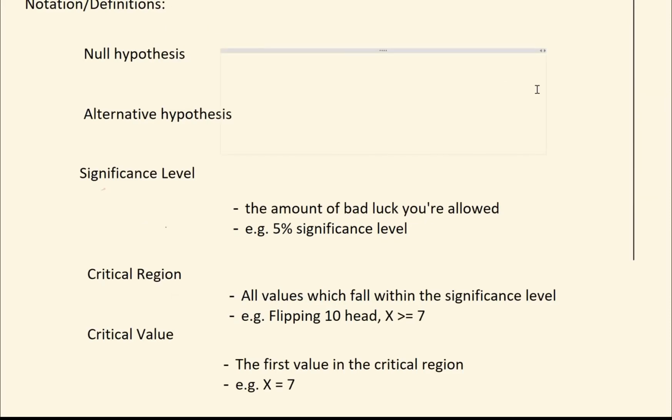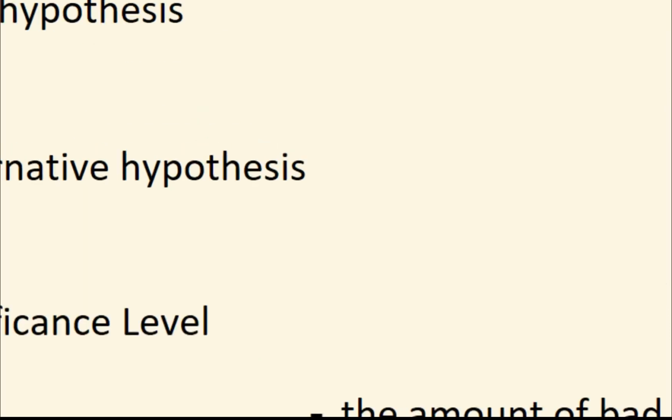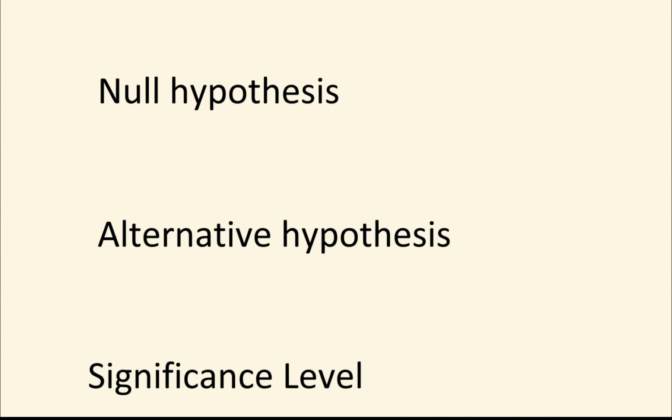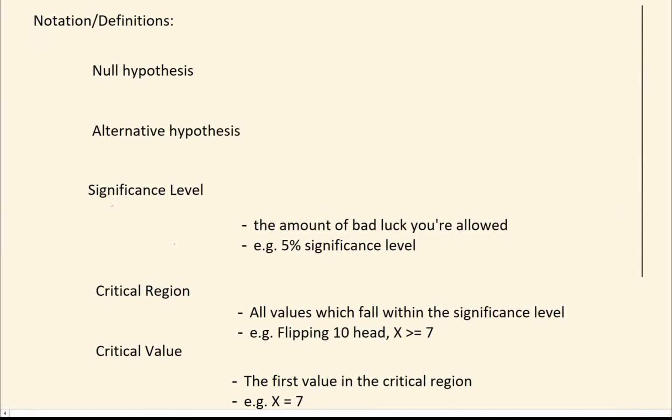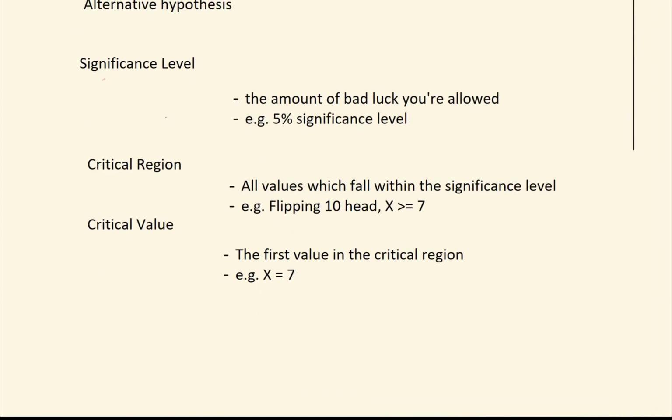Last thing to explain, some definitions first. So key definitions, I should go through them all. These two I've already explained. Null hypothesis, nothing has changed. Basically, it was just bad luck. Alternative hypothesis is it was actually biased, it's actually making a difference, it's not where we expect it to be. Significance level, that's how much bad luck we're allowed. So again, 5%, 2%, 1%, could be anything really.